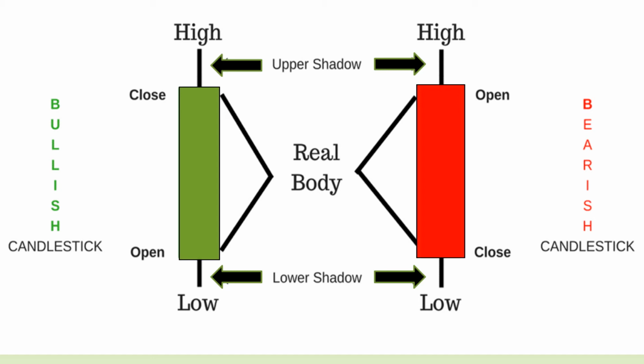We can understand this with an example. For example, if you have a stock, it has opened at 100 and it has made a low of 80 and it went till 160 and it closed at 140. Here the open is 100 and close is 140. It means it is called a bullish candlestick.